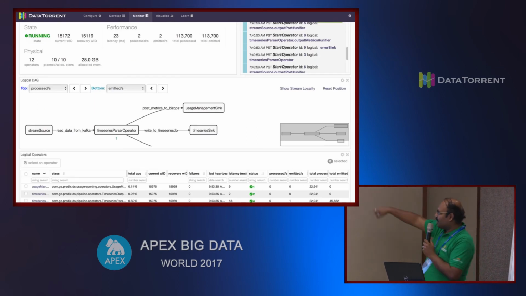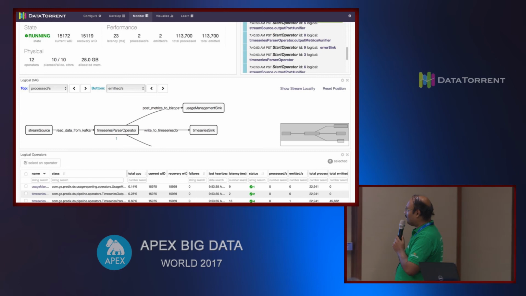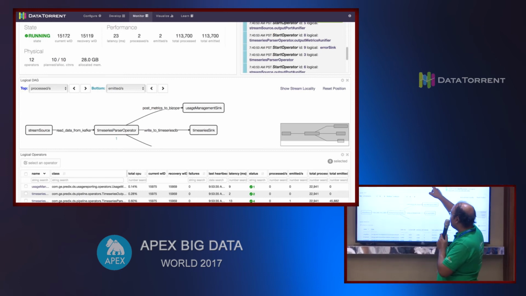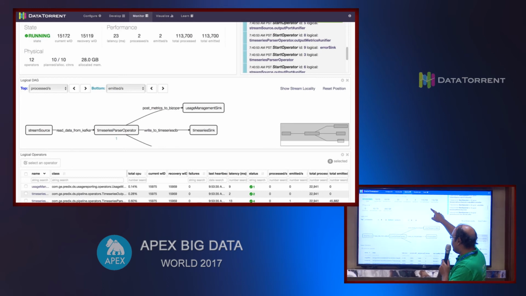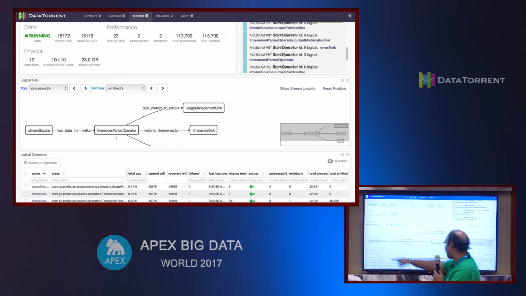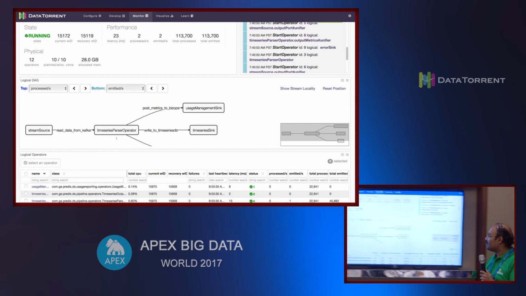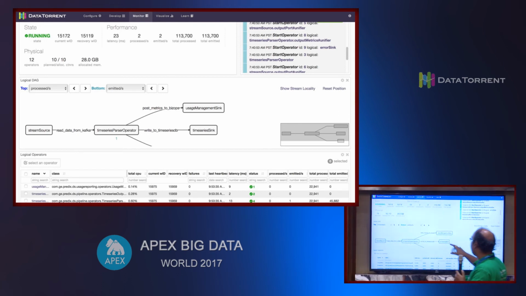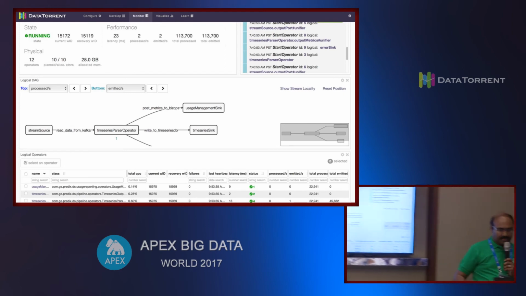So this is another view of our monitoring console. Here it's showing you the stats, the overall latency, the amount of data processed, and here it's giving you the stats per operator. And this is just a demo application. This total application is using 28 GB of memory across all the processes.